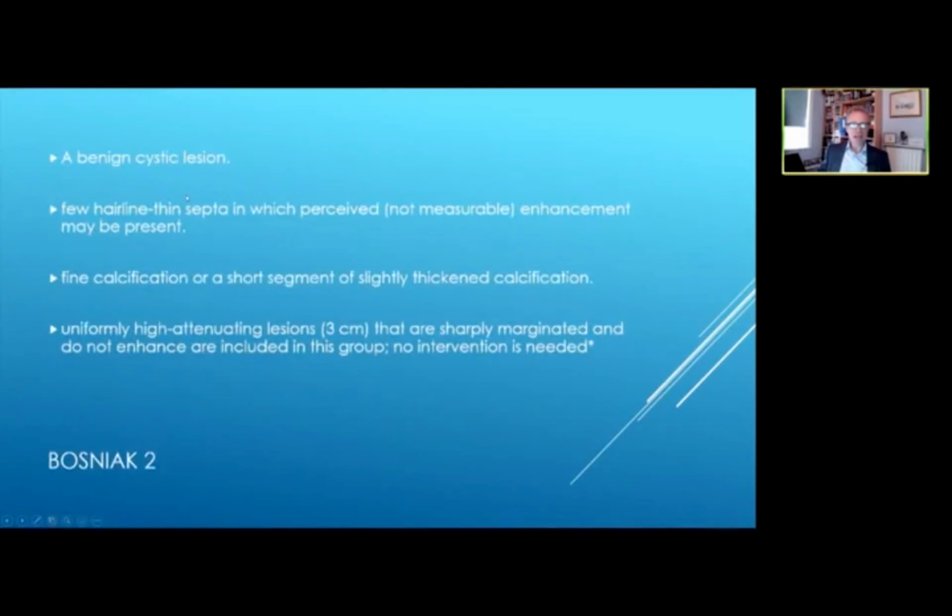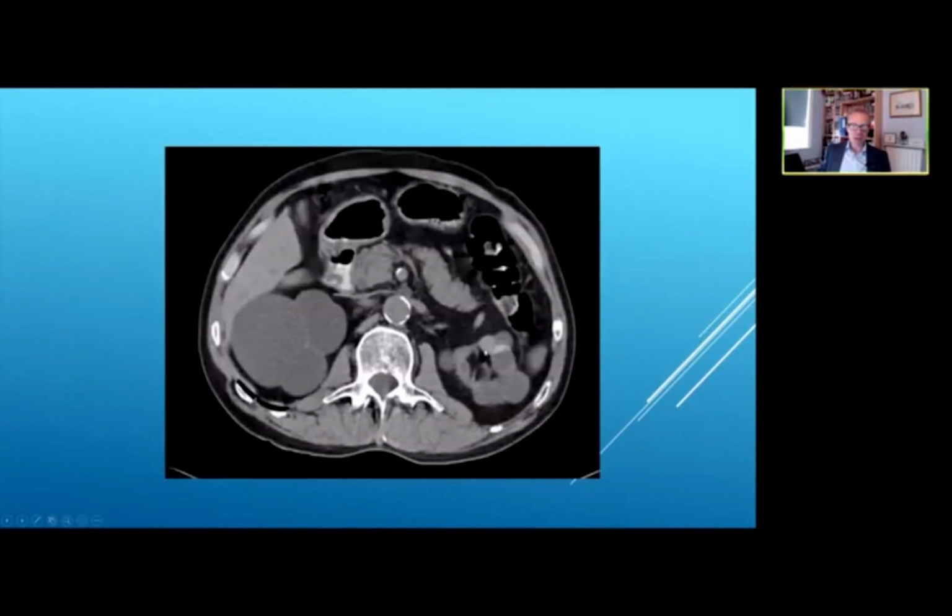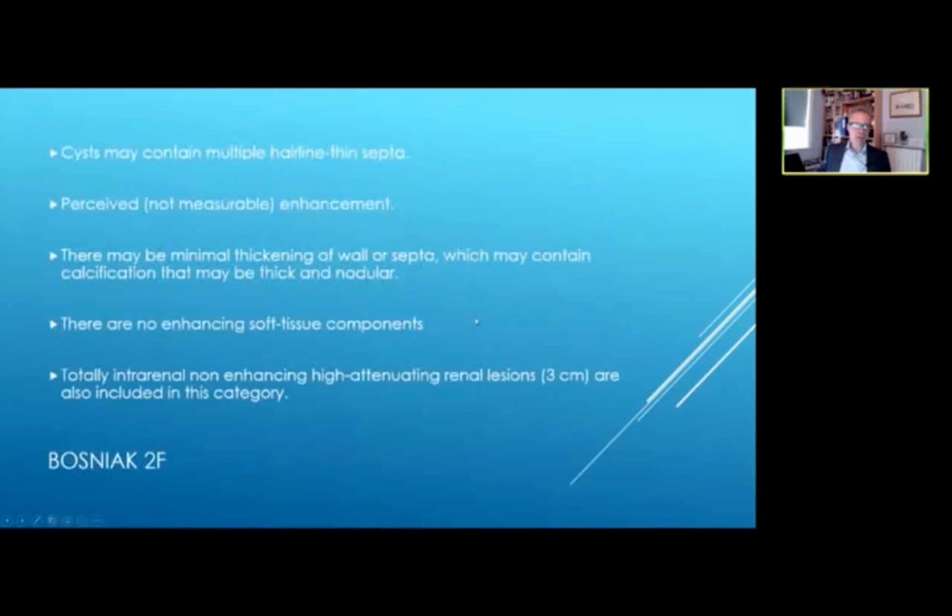Bosniak 2, again, a benign cystic lesion. There can be perceived enhancement within a thin septum, not measurable. This is difficult because on modern CT, I would say virtually everything is measurable. You can have some calcification. Hyperdense cysts also come into Bosniak 2. Again, small hyperdense cyst here, Bosniak 2.